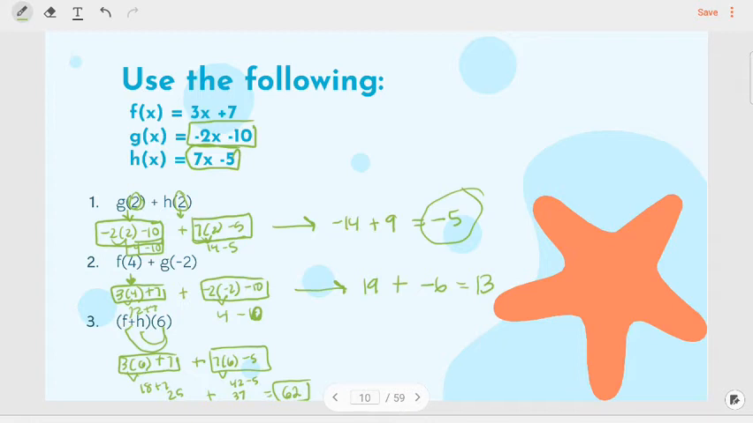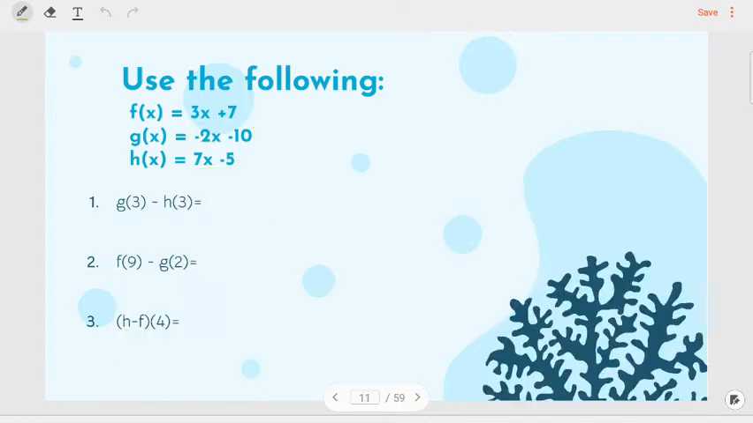All right, so let's look at subtraction. Do I have to do anything differently? With subtraction, I just need to make sure I put parentheses around whatever I'm subtracting, just like with my function problems. So if I am inputting 3 for g, that's going to look like this. Negative 2 times 3. Where am I getting that equation from? From up here. Negative 2 times 3 minus 10. I'm going to simplify that. Negative 2 times 3 is negative 6, minus 10 is negative 16.